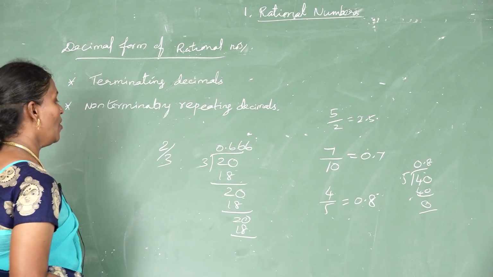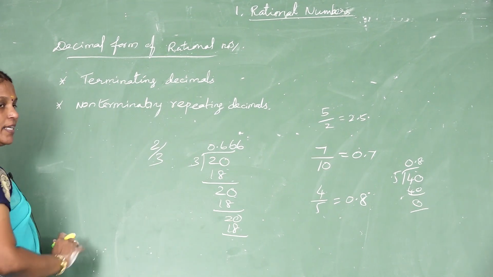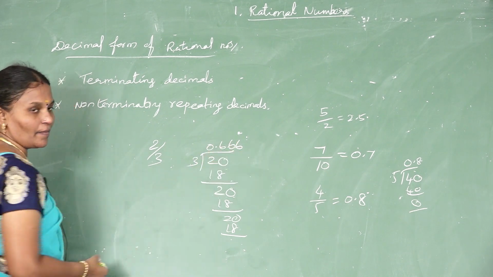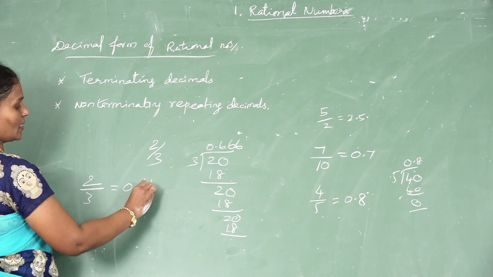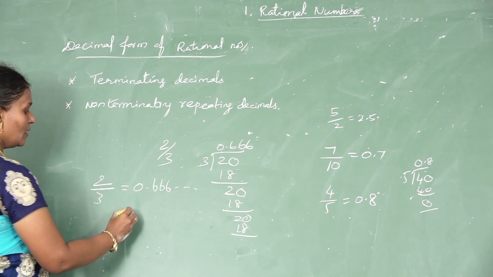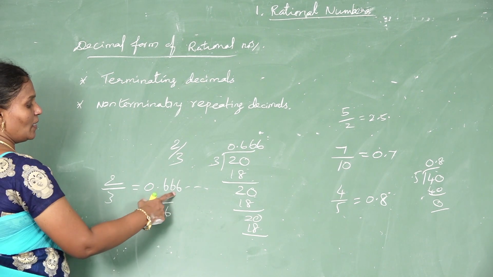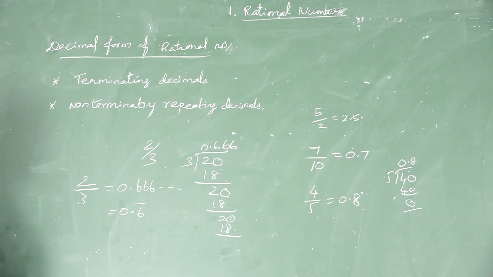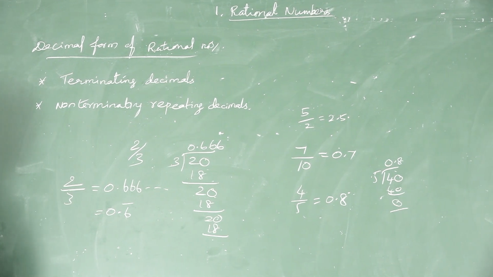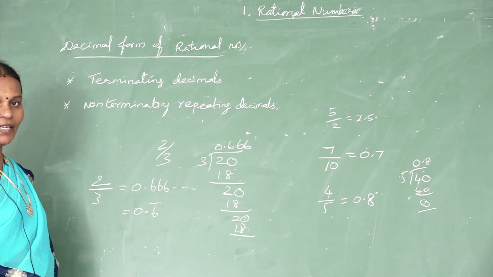So this type of decimal is called non-terminating repeating decimal. See here the 6 is repeating, isn't it? So 2 by 3 is equal to 0.666 and so on. So this one you write as 0.6 bar. This decimal number is called a non-terminating repeating decimal. Do you understand? So now you understand what terminating decimals and non-terminating repeating decimals are.